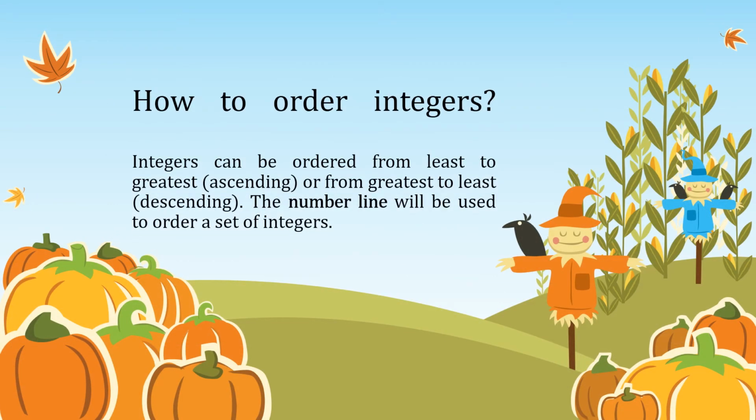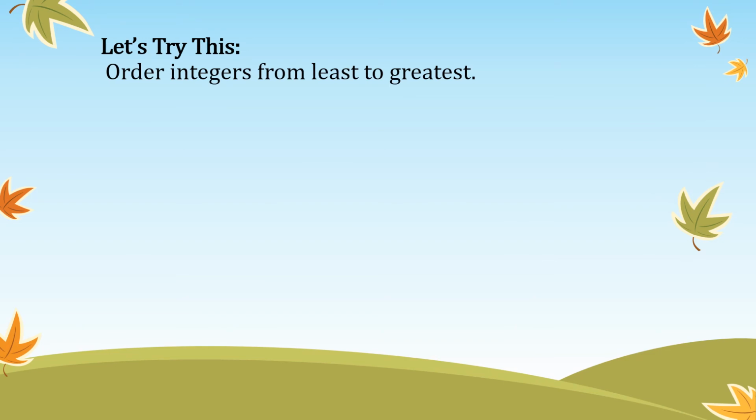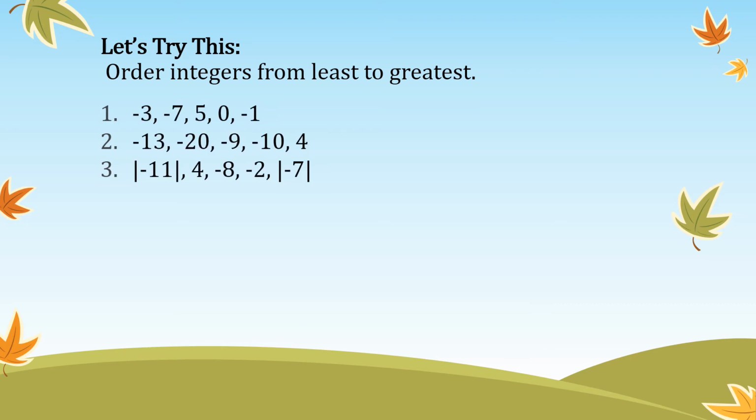How to order integers. Integers can be ordered from least to greatest or ascending order, or from greatest to least or descending order. The number line will be used to order a set of integers. Let's try this. Order integers from least to greatest. Let's take a look at the first example. Negative 3, negative 7, 5, 0, negative 1.